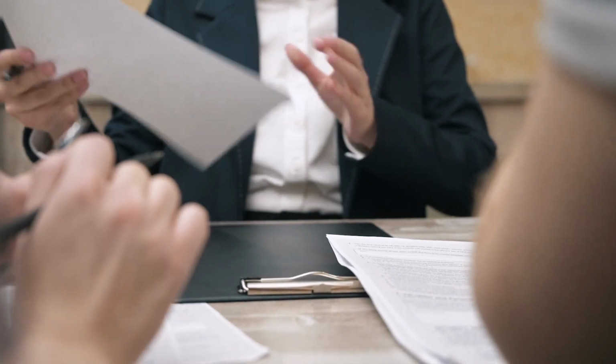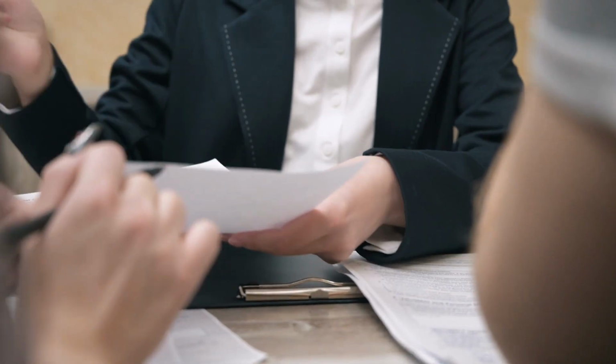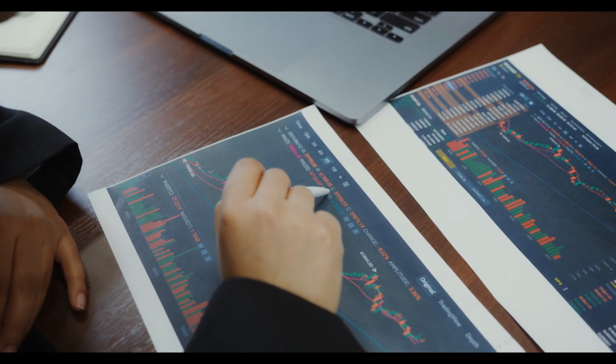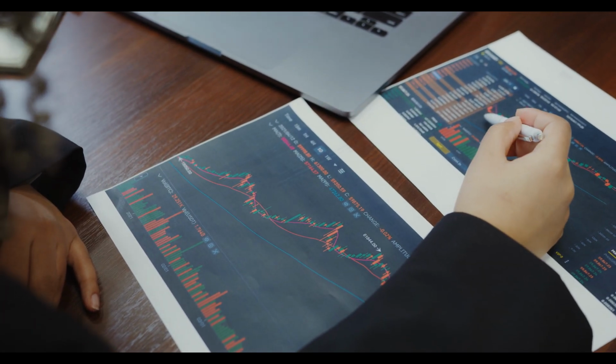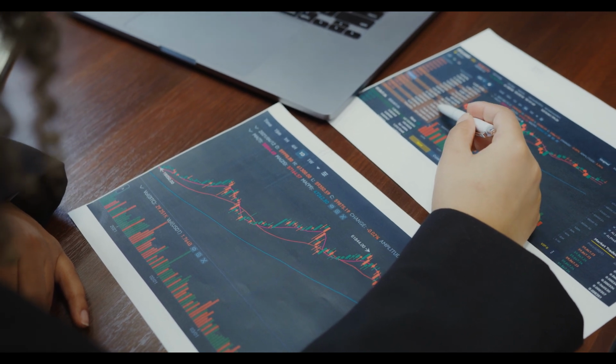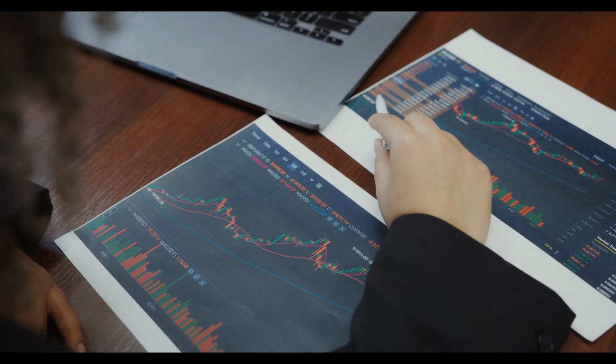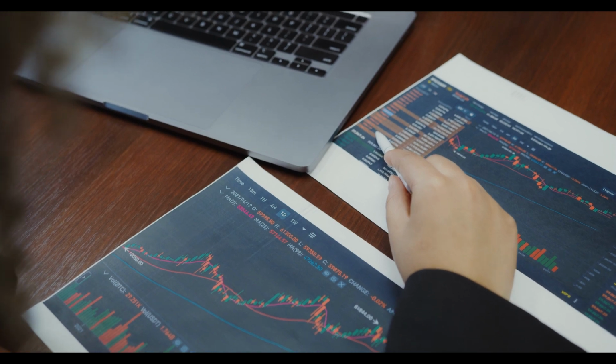If the company performs well, the value of the stock will increase, and you will earn a return on your investment in the form of capital gains. Additionally, some companies also pay dividends to their shareholders, which can provide an additional source of income.